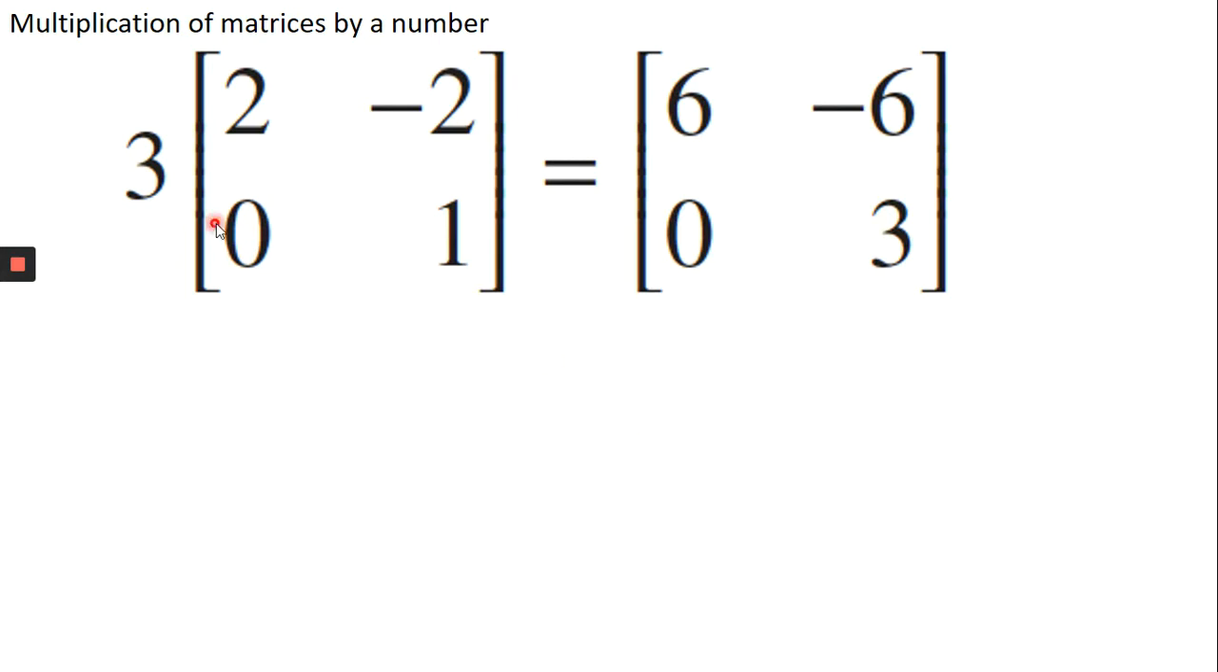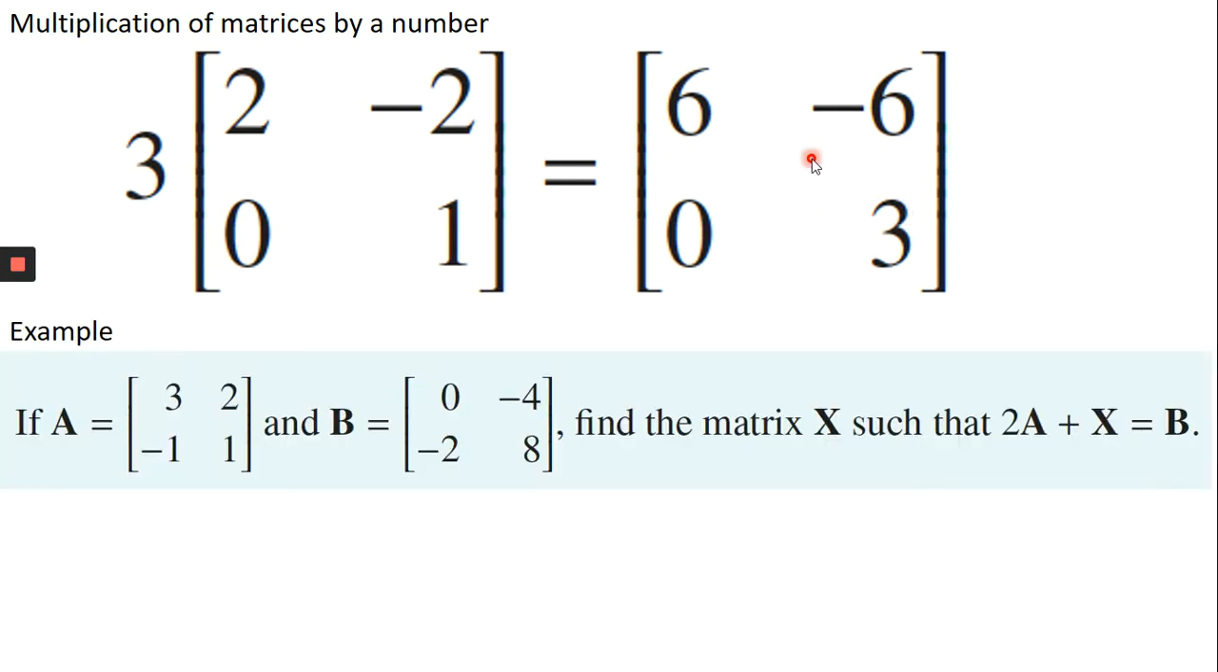Multiplication by a number, again, that's nice and easy. That just means everything inside here is times by 3. Nothing tricky there. Oh, this here is a little bit weird. So we're going to find the matrix X. So it's 2A plus X equals B. So don't forget all the things that you've learned about maths and algebra and manipulating formulas still applies.